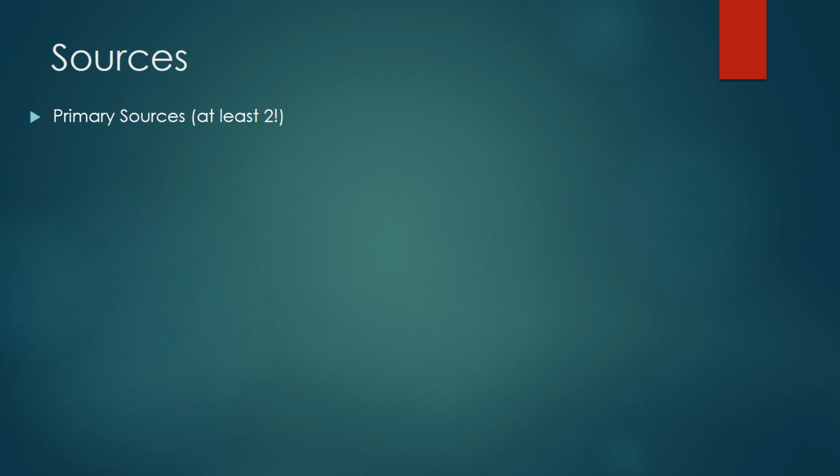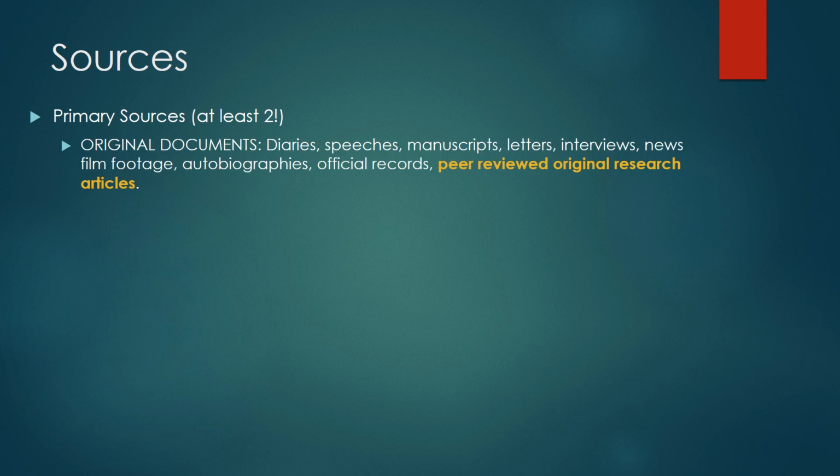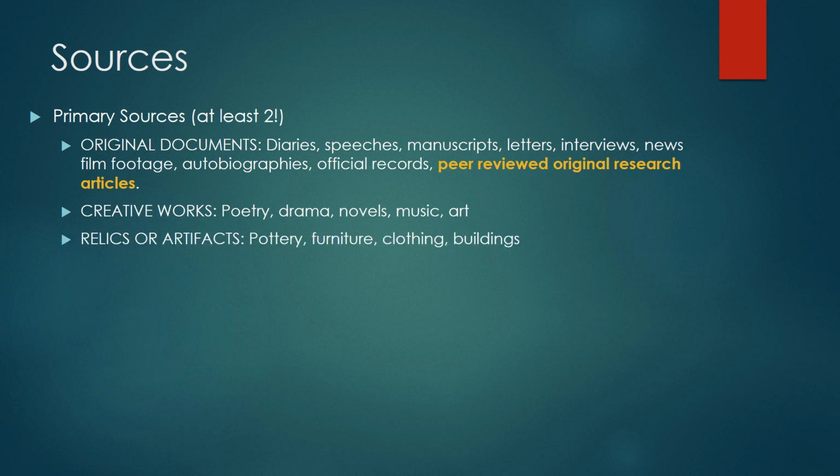So your primary sources, again, you need at least 2. Primary sources are any of the following. They are original documents like diaries, speeches, manuscripts, letters, and so on. In this case, we're really talking about peer-reviewed original research articles. Primary sources, though, also include creative works like poetry, drama, novels, music, art, anything that someone has produced themselves, which also includes relics and artifacts, pottery, furniture, clothing, buildings, things that you might not have thought of before, like an architectural structure is a primary source. I can look at that and learn things from it that are from that architect.